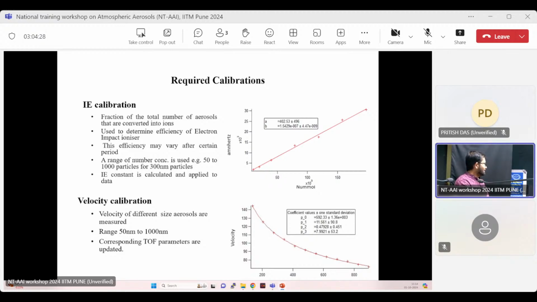For the size scale, the response is the velocity, which is basically the time of flight, so we term it as velocity. We see how this time of flight varies for different sizes and try to establish a relation, then fit that same relationship into your instrument so that your size calibration is always proper. It needs to be tuned in successive time intervals.